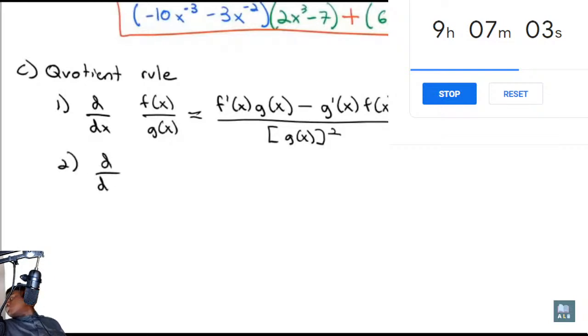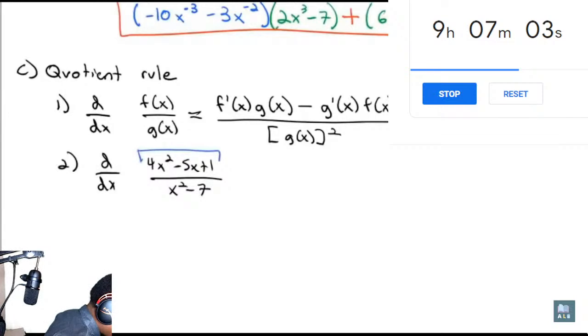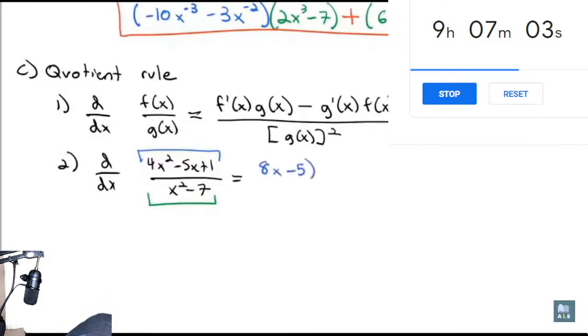So for example, if I'm being asked to find the derivative of 4x squared minus 5x plus 1 over x squared minus 7, we've got a top piece, and we've got a bottom piece. Keeping track of that, we take the derivative of the first piece. 4 times 2 is 8x minus 5, times the denominator, just like it is, x squared minus 7.